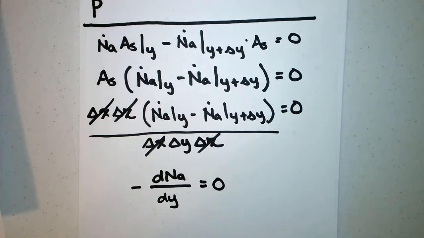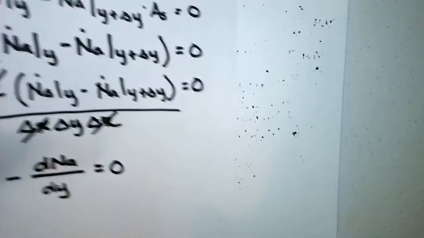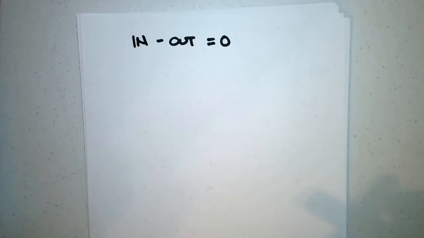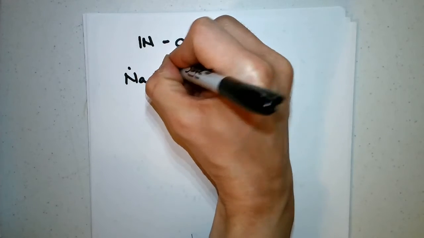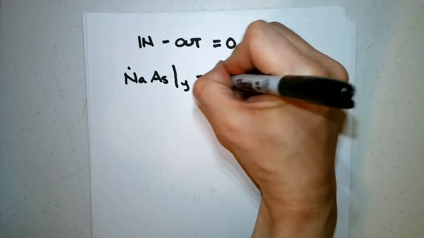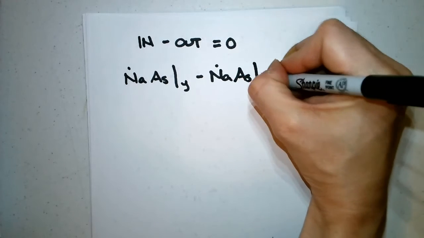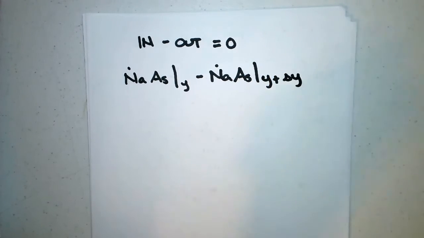So we just landed on essentially the same thing that we were looking at as far as the momentum flux. And let's take a break now and turn to the silicon dioxide and look at how this derivation will be similar. So we have in minus out equals 0. Into this is, again, N_A A_S evaluated at y minus the flux of A times the surface area evaluated at y plus delta y.